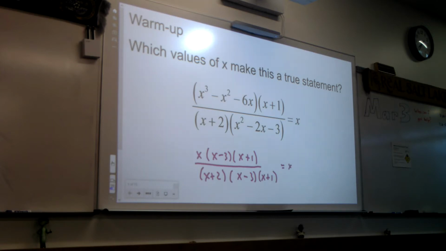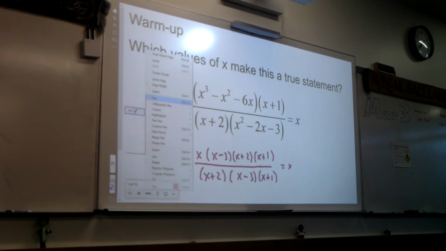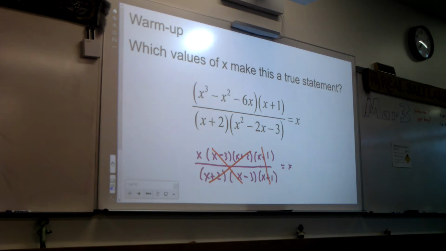All right, so which ones were the same? Well, x minus 3. Oh, wait, in the top, I think I forgot something. You said it was x minus 3 and then x plus 2, right? Yeah. And then x plus 1. I was trying to keep up with you and I missed that one. Okay, so then when I cross it out, this goes away, this goes away, this goes away. So then, what does it become?